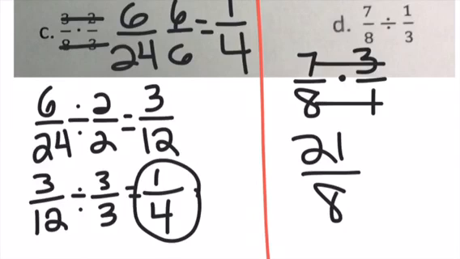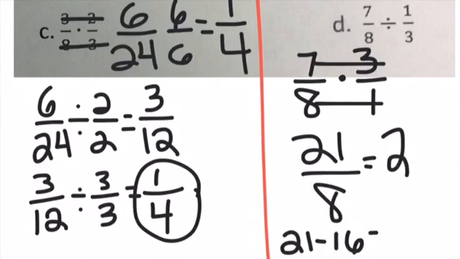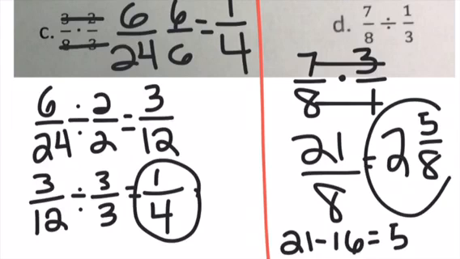Okay, so I can simplify this. 21 divided by 8. How many times does 8 go into 21? It goes 2 full times because 3 full times would be 24. And then how much do I have left over? So 8 times 2 gives me 16. So 21 minus 16 is 5. So my top number in my fraction is 5, and I keep the same denominator, 8. Final answer is 2 and 5/8.